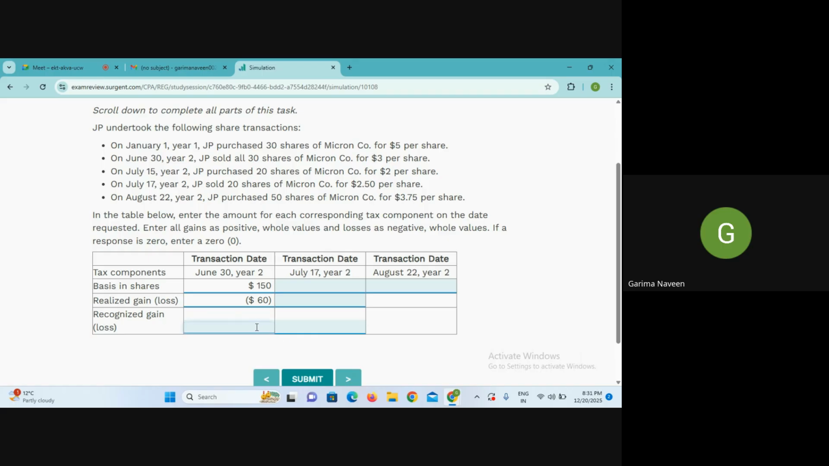So what do you think? Do you have a loss or gain here? We have a gain because we sold it for 3 and now we are purchasing for 2. Okay, so that means this $60 can be recognized, or less than this amount can be recognized. So now 20 shares into $2, right? No, ma'am, I'm actually confused.